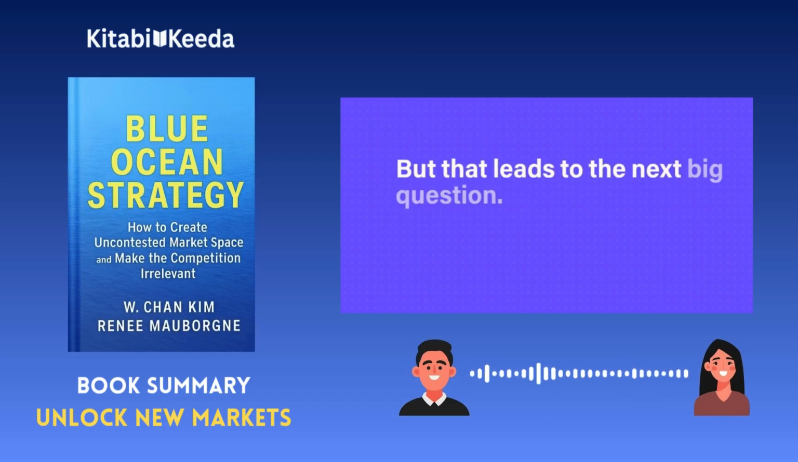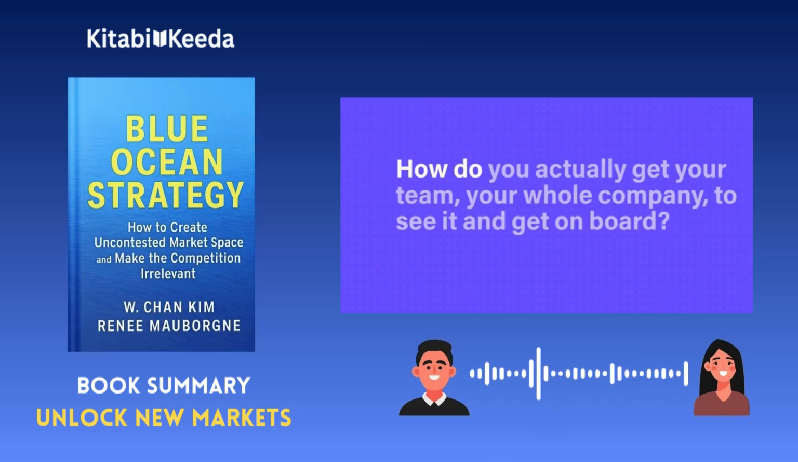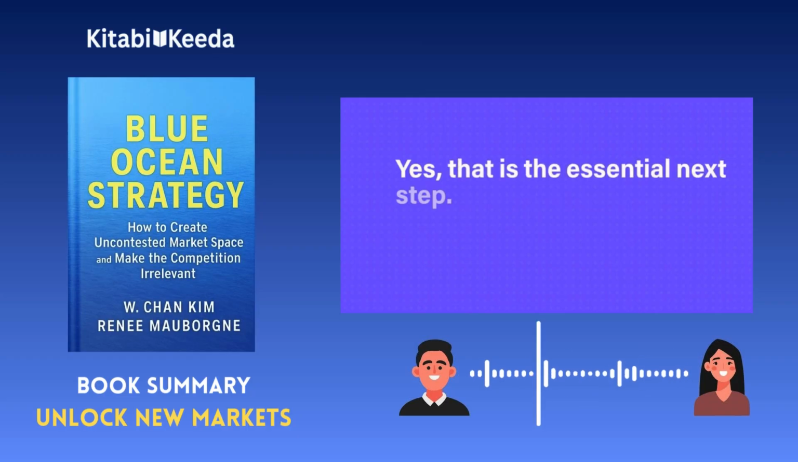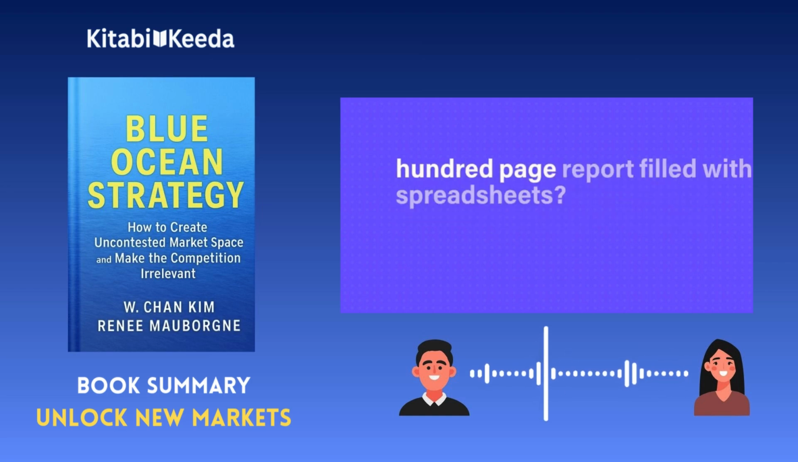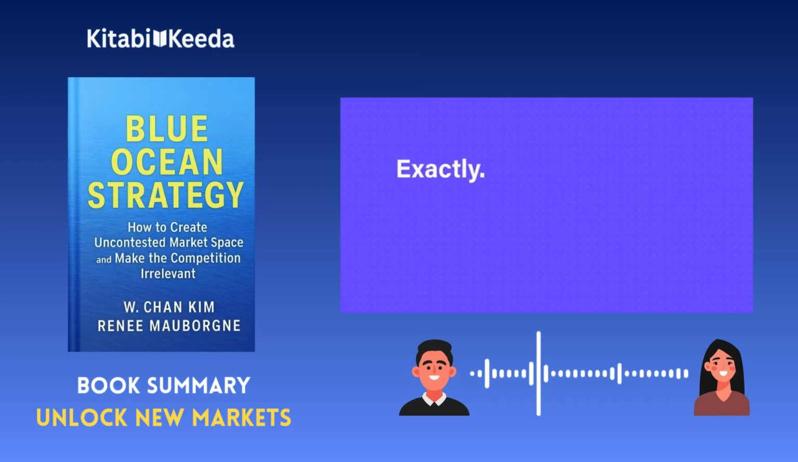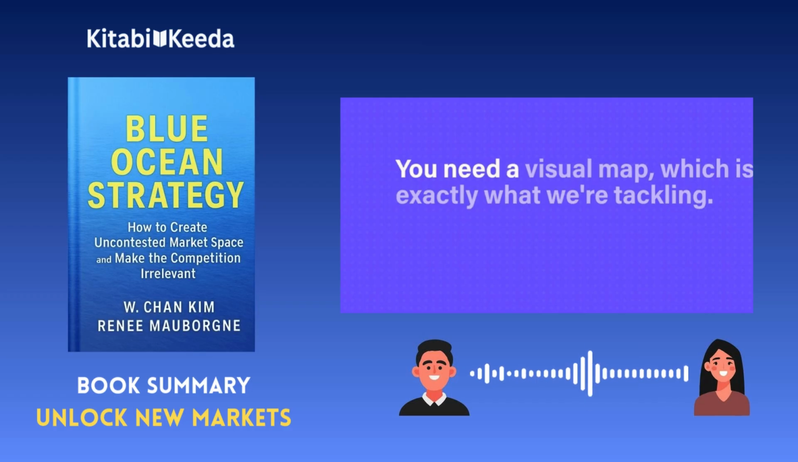But that leads to the next big question. Once you've found that incredible blue ocean opportunity, what do you do? How do you actually get your team, your whole company, to see it and get on board? Yes, that is the essential next step. How do you communicate this huge, complex shift without drowning everyone in a 100-page report filled with spreadsheets? Exactly. You can't just show them the numbers. You need to show them the vision. You need a visual map.